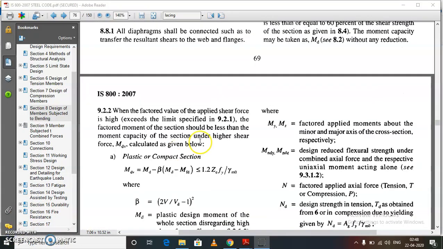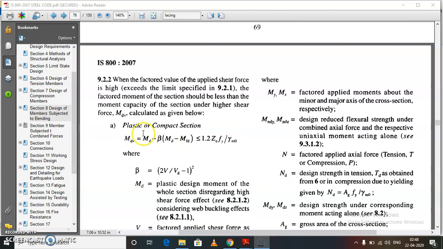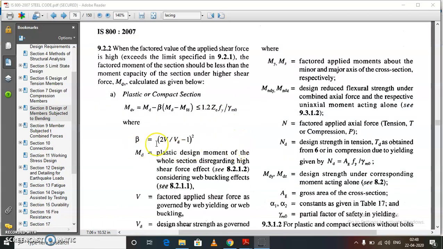Yes, here is the value for the calculation. Here is the formula for the calculation of MdV. For plastic or compact sections, MdV equals MD minus beta into MD minus MFD, which should be less than or equal to 1.2 times ZE into Fy by gamma M naught, where beta equals 2V by VD minus 1, whole to the power of 2.